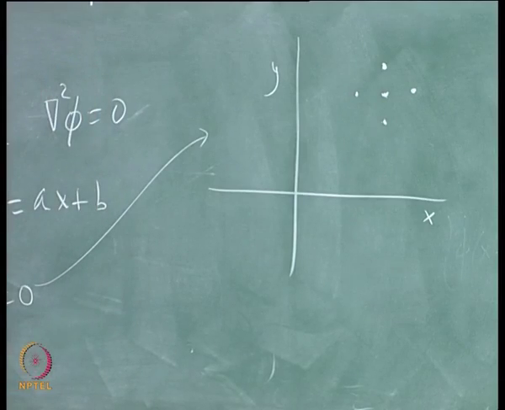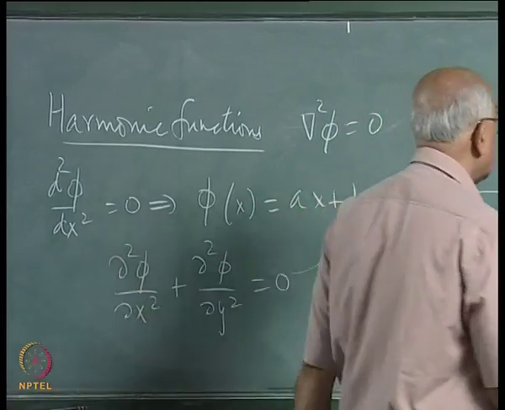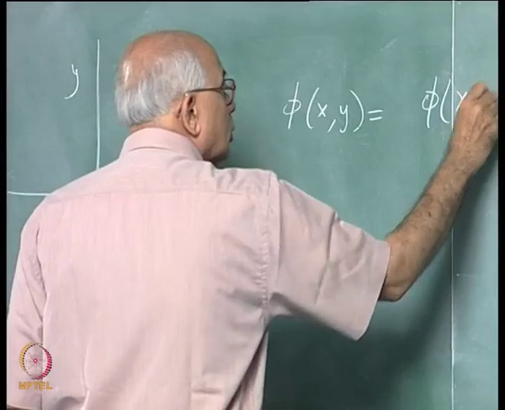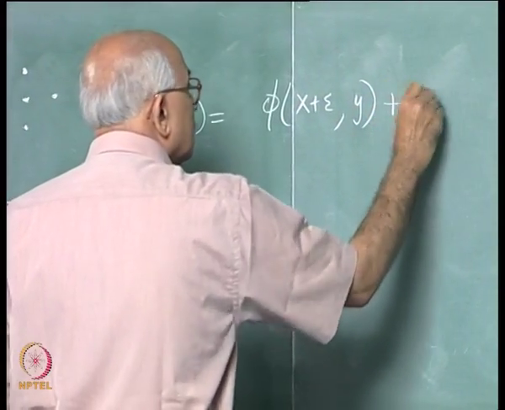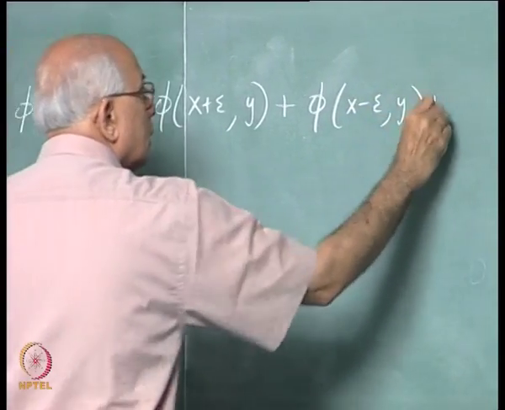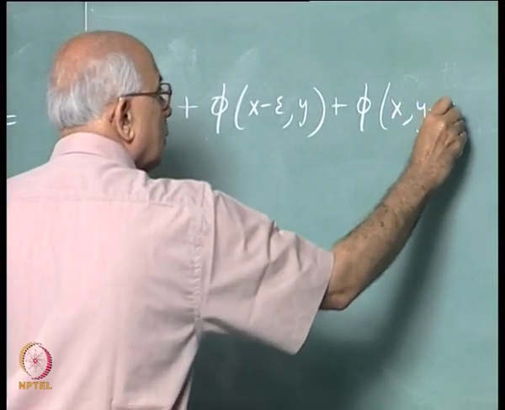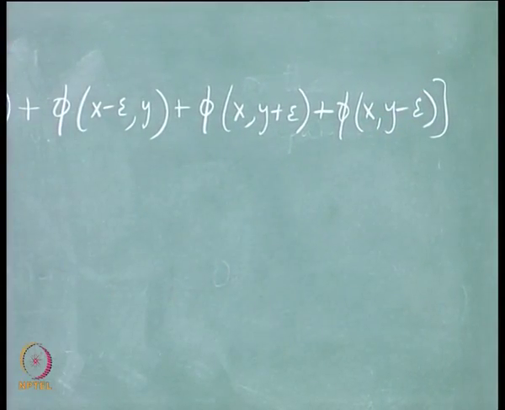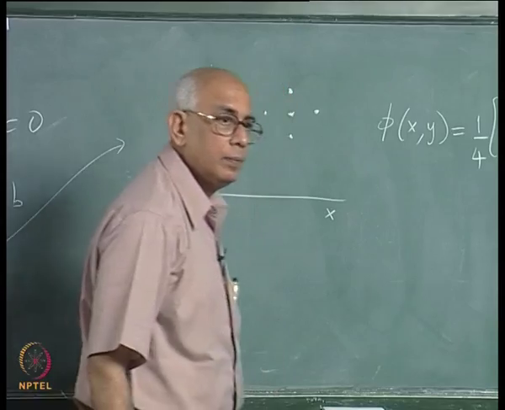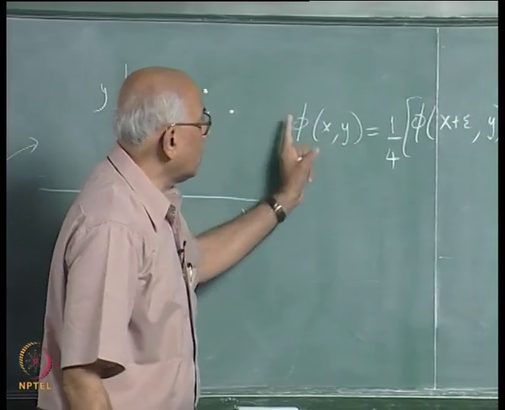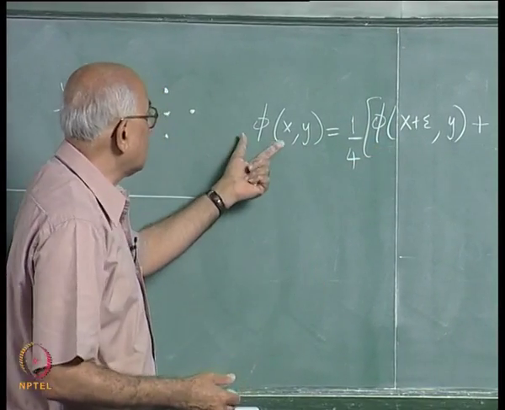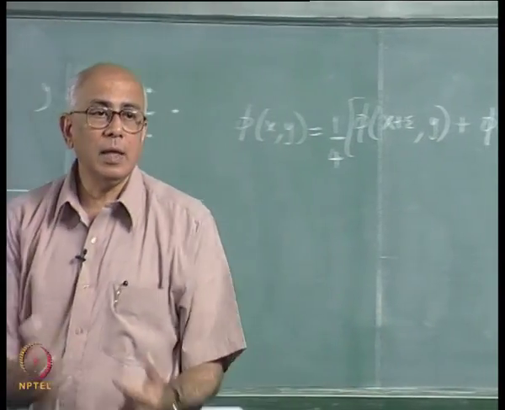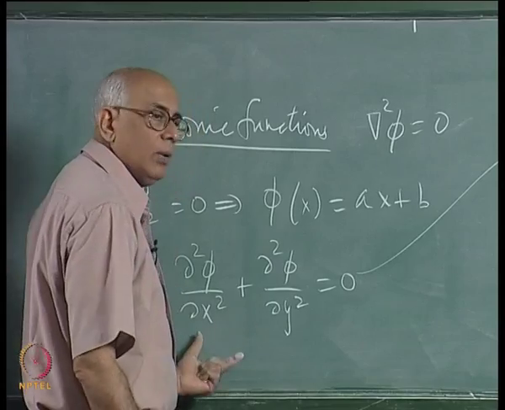So it is not hard to see that a function which satisfies this essentially satisfies the property phi of x, y is equal to phi of x plus epsilon y plus phi of x minus epsilon y with a quarter here, because all I have to do is move this 4 across to the other side and start taking differences. Split this, the 4 times phi, into one difference here, another difference here, another there, and then take the limit epsilon goes to 0 appropriately after dividing by epsilon, and you end up with this.